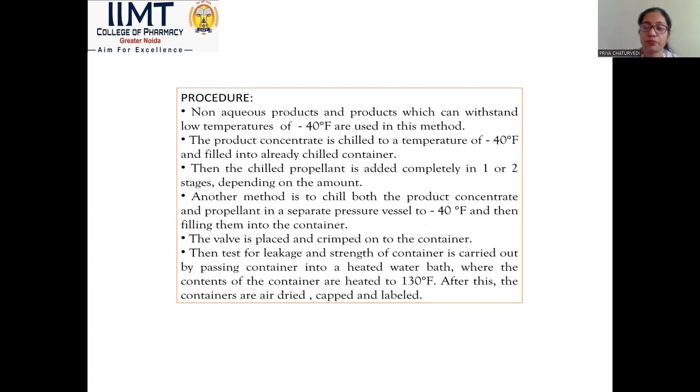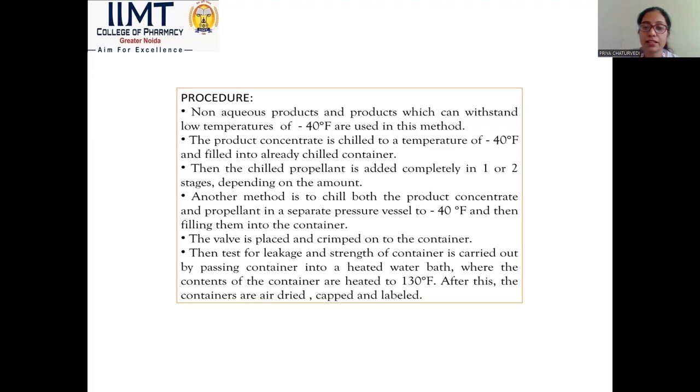Now, what is the procedure? The non-aqueous products, or products which can withstand low temperature of -40°F, are used in this method. The product concentrate is chilled to a temperature of -40°F and filled into an already chilled container. Then the chilled propellant is added completely in one or two stages depending on the amount. Another method is to chill both the product concentrate and the propellant in a separate pressure vessel to -40°F and then fill them into the container.